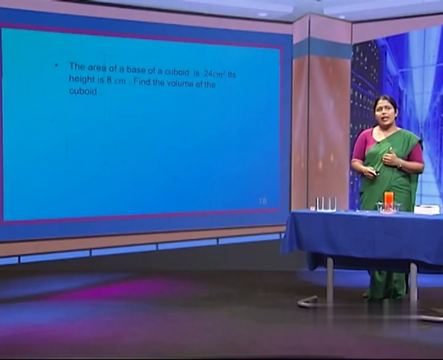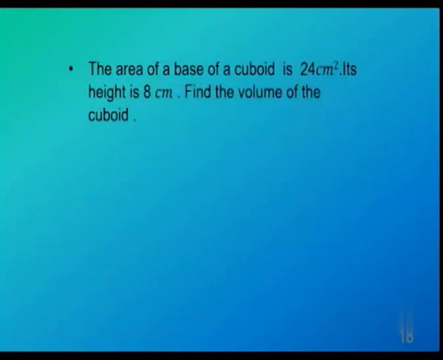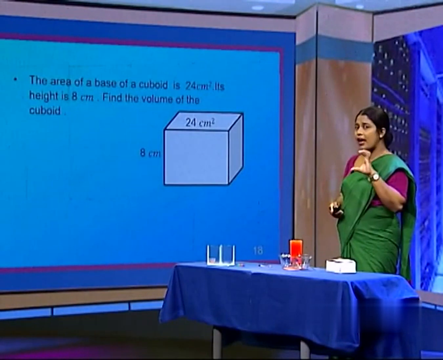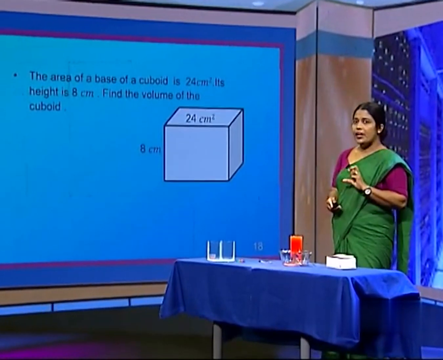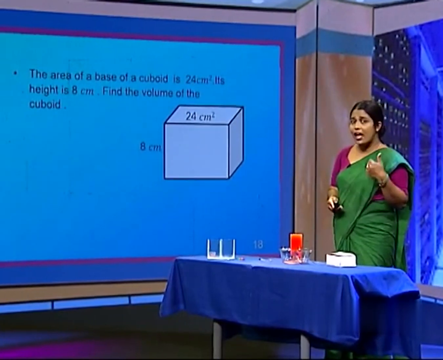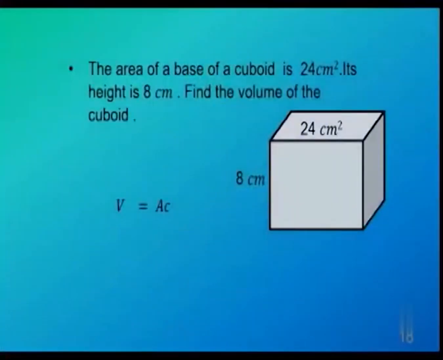Question number 1. The area of a base of a cuboid is 24 square centimeters. Its height is 8 centimeters. Find the volume of the cuboid. Okay, let's represent the data in a diagram. We have the area of the base and height of the cuboid. Now, we can use the second formula. Why is that? Because we have the area and height, A and C. So, you can write the second formula as V equals A times C.